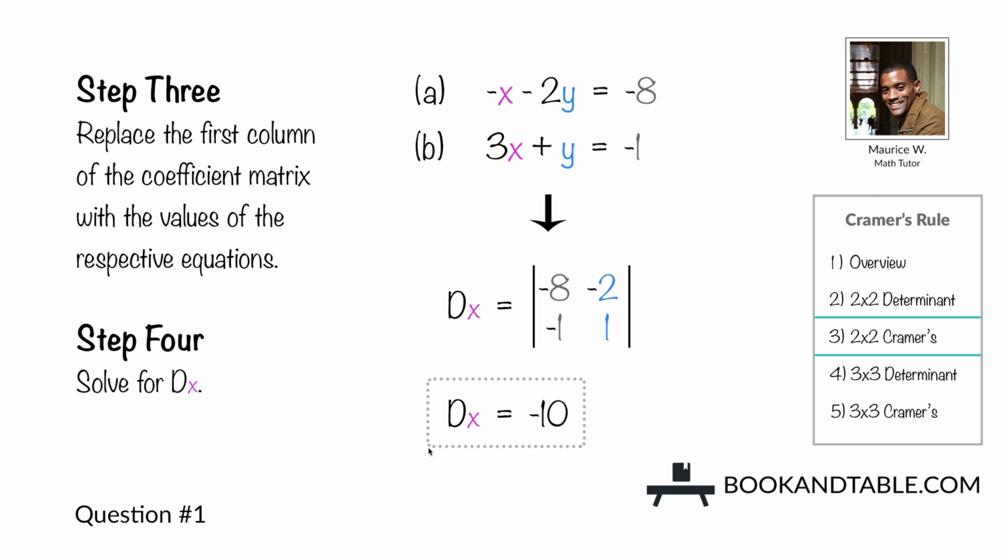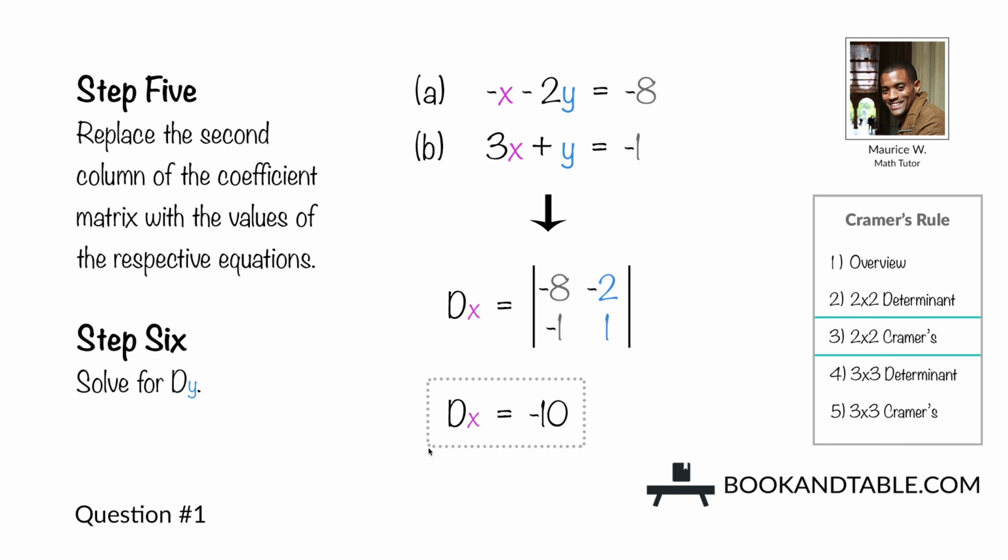And now we want to put dx to the side and calculate dy. So step 5, replace the second column of the coefficient matrix with the values of the respective equations. So we put back negative 1 and 3, the coefficients of the x terms, into column 1. And we replace the coefficients of the y terms with negative 8 and negative 1. Now we can solve for dy by multiplying negative 1 times negative 1, and then subtracting the product of 3 times negative 8.